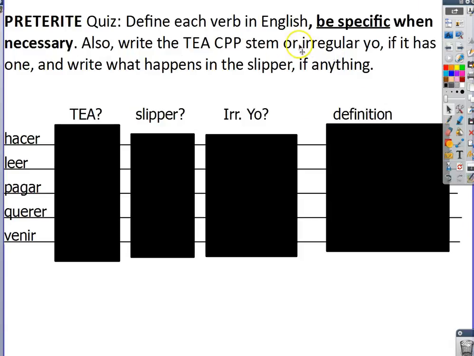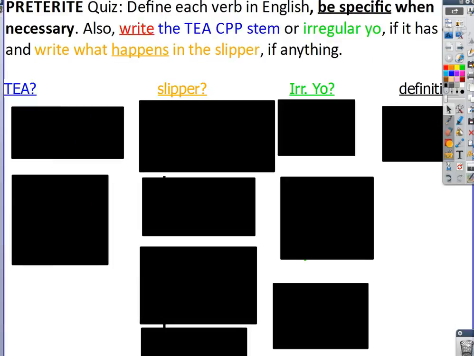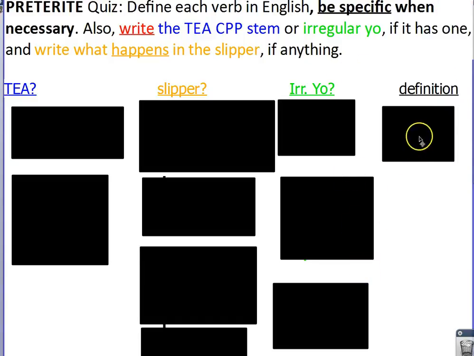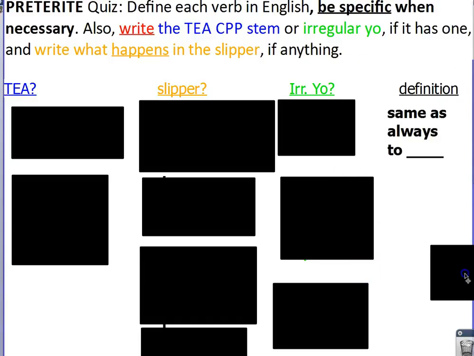Where they look like this, and it asks you to write the teacup stem, if it has one, or the irregular yo, and write what happens in the slipper, if anything. So let's talk about what we do for these types of verb quizzes. Alright, so the definitions are going to be the same as always. To whatever, to eat, to speak, to drink, whatever.